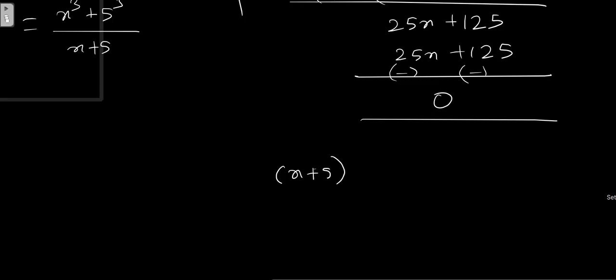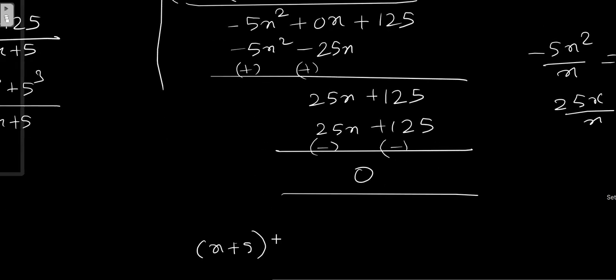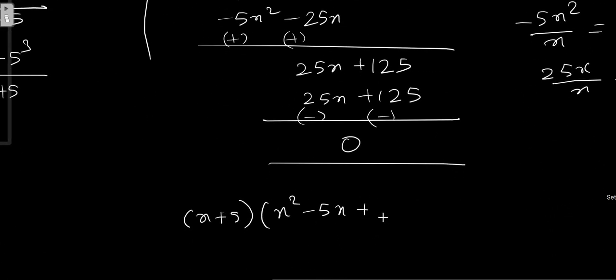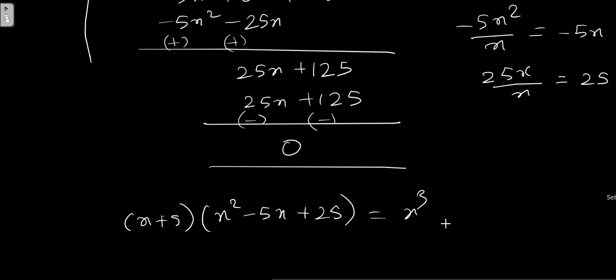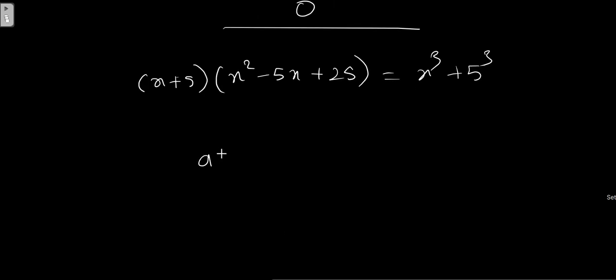So I think x plus 5 is one factor. Another factor is the quotient of this, x squared minus 5x plus 25, which comes from x cube plus 5 cube.